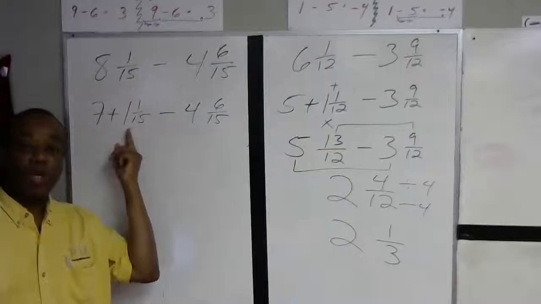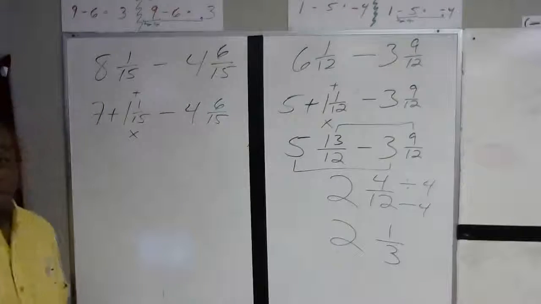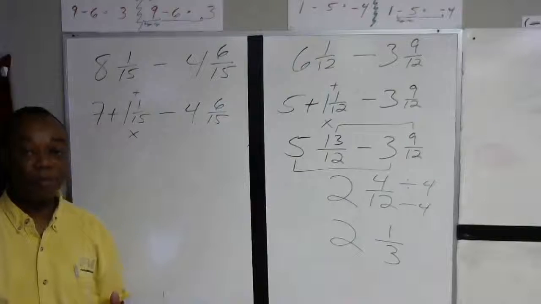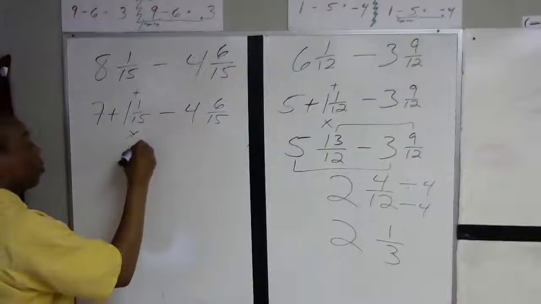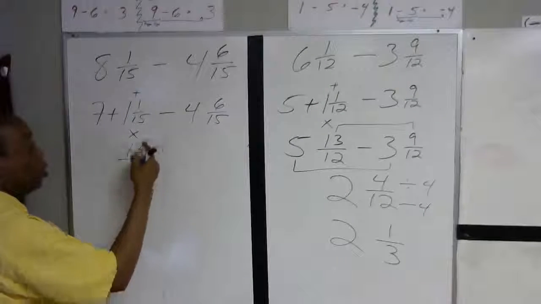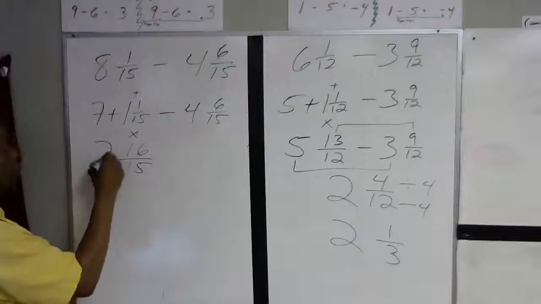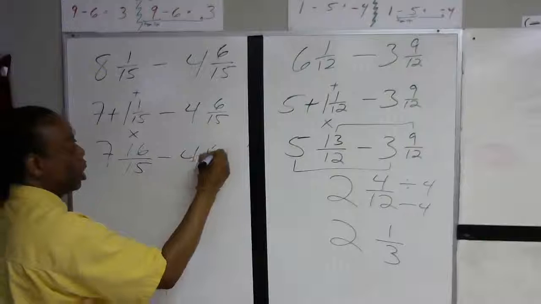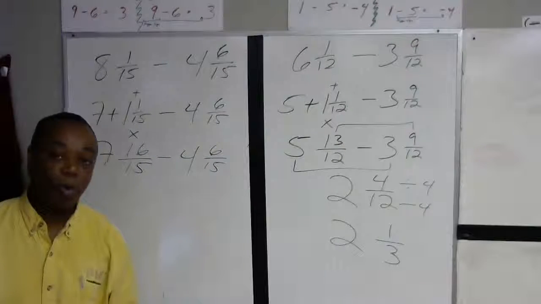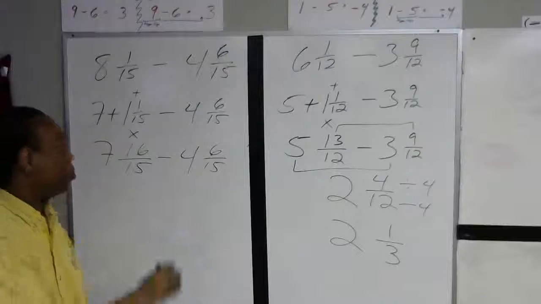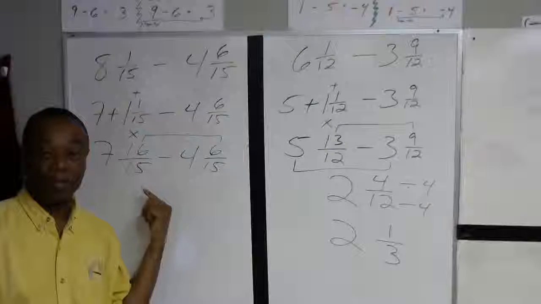Now I'm going to turn this into an improper fraction by multiplying and adding. So 15 times 1 will be 15, plus 1 more makes 16. So this changes into 16 over 15. Now I'm going to bring down my other pieces here: 7, the minus 4, and the 6/15. At this point, we can subtract our fractions. I can subtract the 6/15 from 16/15.